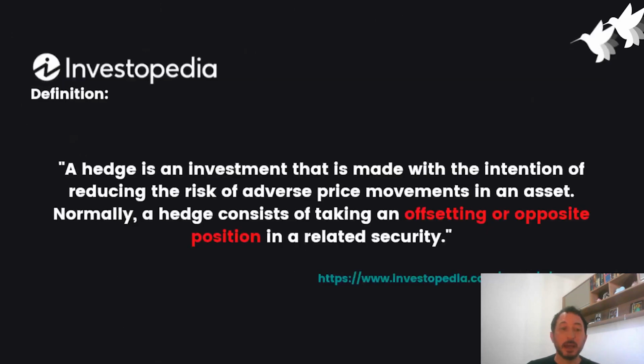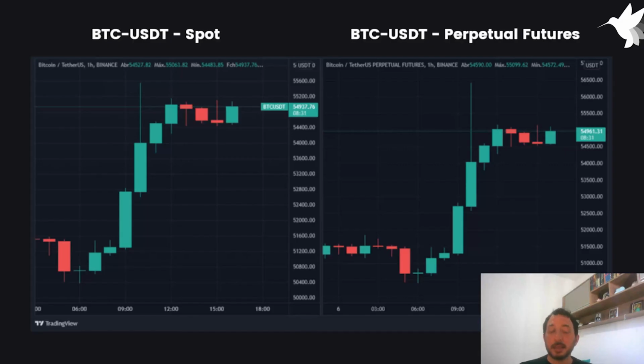What is a hedge? A hedge is an investment that is made with the intention to reduce the risk of adverse price movements in an asset. Normally, a hedge consists of taking an offsetting position in a related security. The whole idea of the hedge is that you have an asset. It could be stocks, it could be cryptocurrencies, it could be any kind of asset. And to protect yourself from price movements in the opposite direction to the one you are positioned in, you create a new position in the opposite direction. Let's take a quick example.